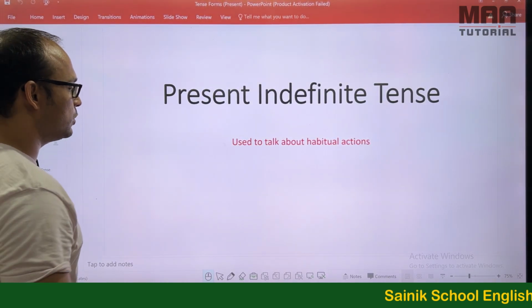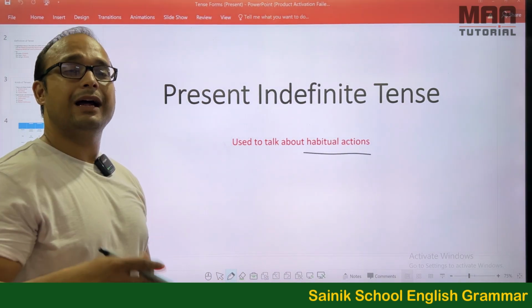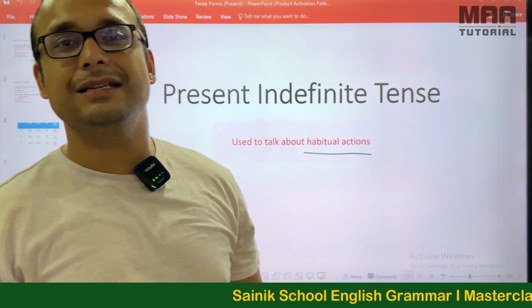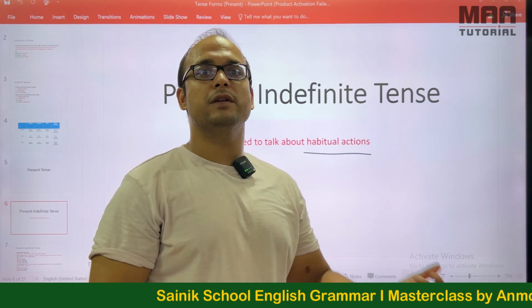Used to talk about habitual actions. A habitual action is something that is a habit or something that is universally true, something that continues to be true forever. For example, the sun rises in the east. It's not a habit, but if you personify the sun, you can say it is the habit of the sun to rise in the east.